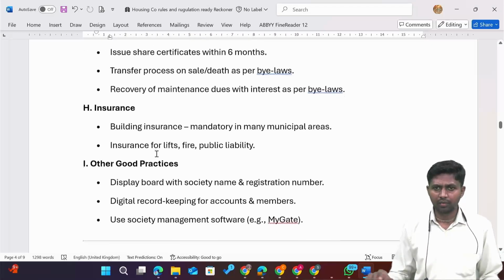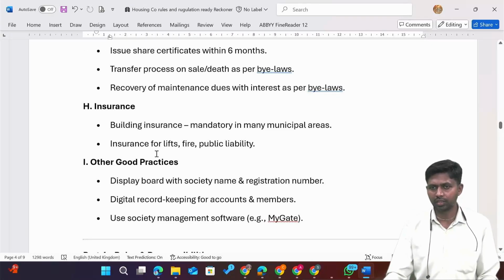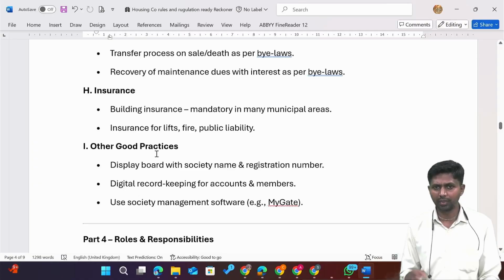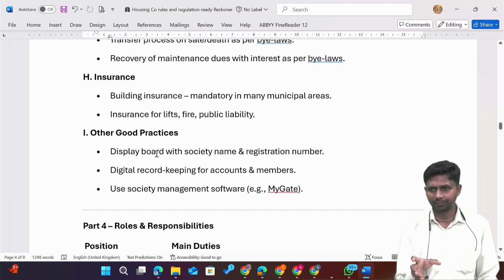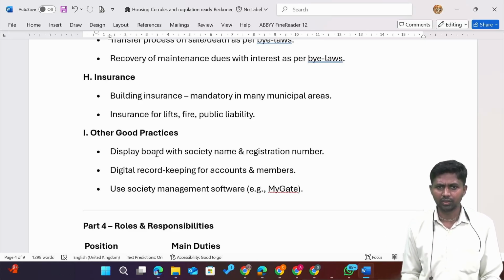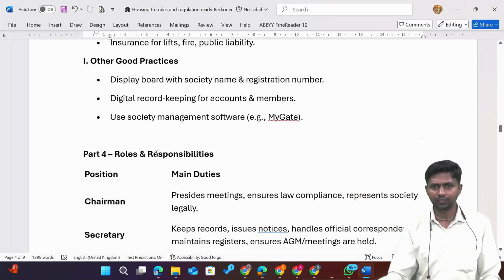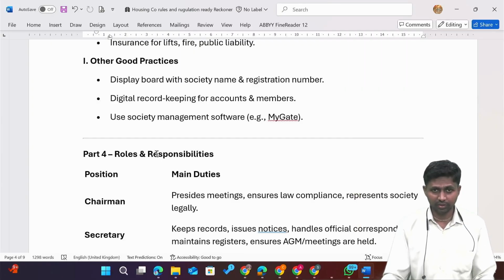You have to maintain the record of this. Then recovery of maintenance dues with interest, meaning whatever you have written in the bylaws, whether you are following it or not, you have to follow that to recover the maintenance. Then insurance, take the insurance of building, fire, lift, etc. Correct. If the property is public, then generally you take the insurance. Then other good practices: you can display the boards, and you can keep the digital records. This is also good practice.